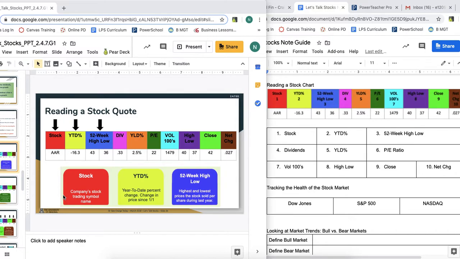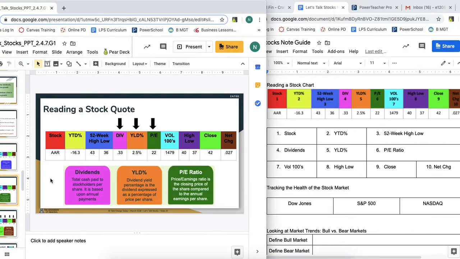Next is going to be the 52-week high and low. So this will be broken down into two parts. So it'll show you both the highest and the lowest prices that the stock has sold within the last year. Those are going to be the first three.